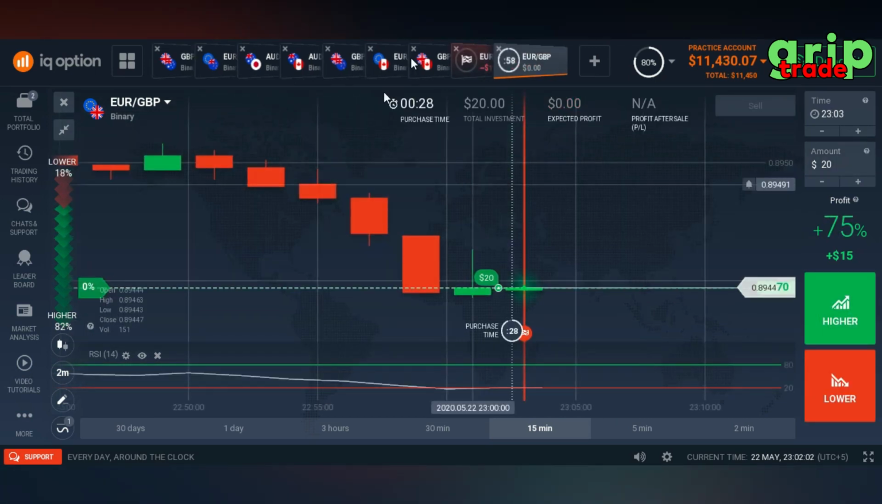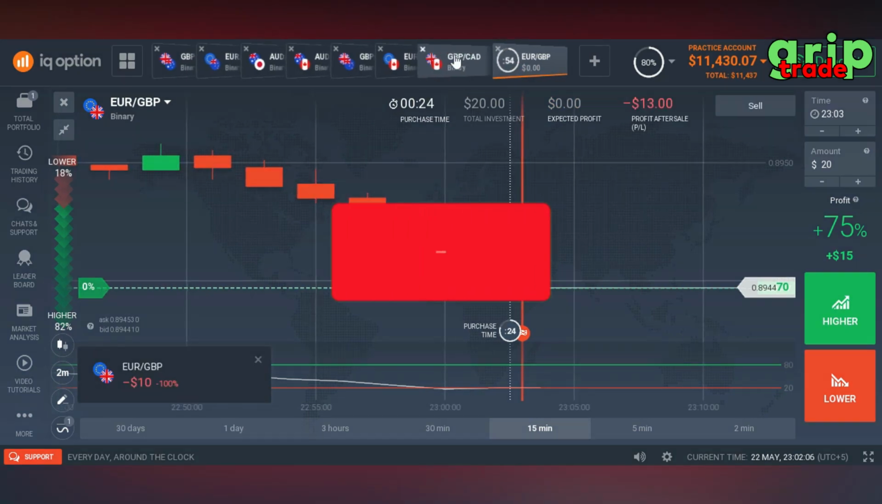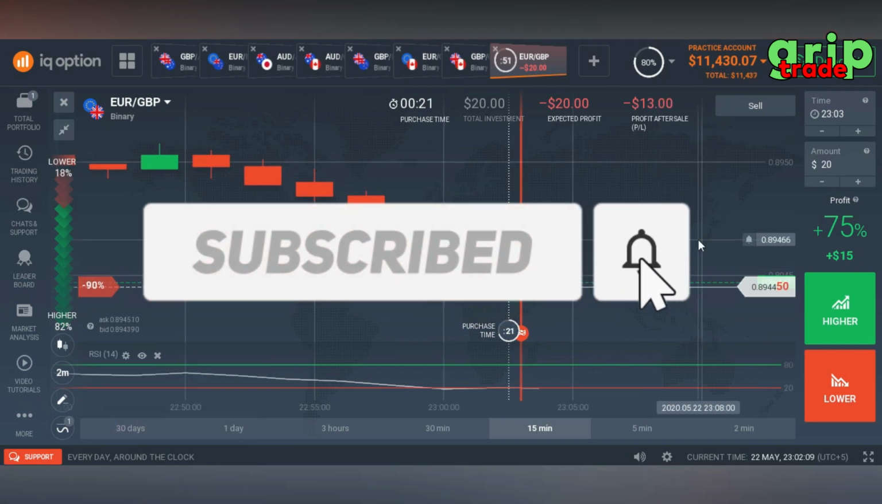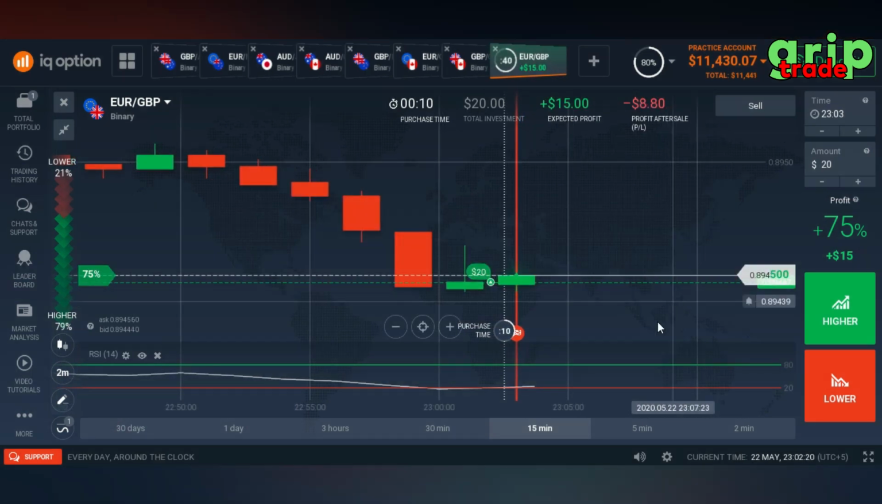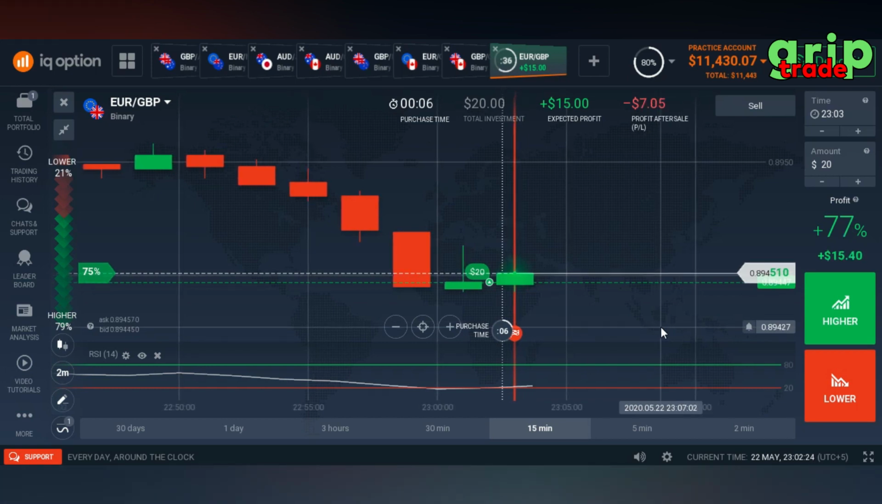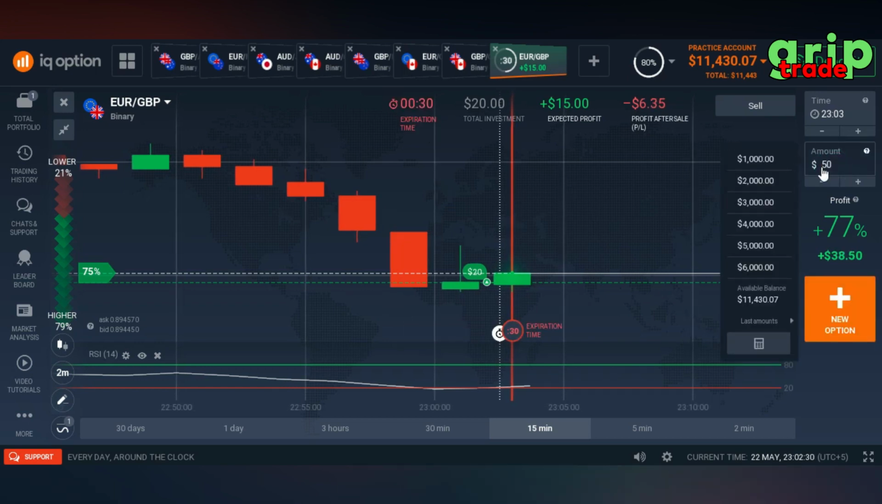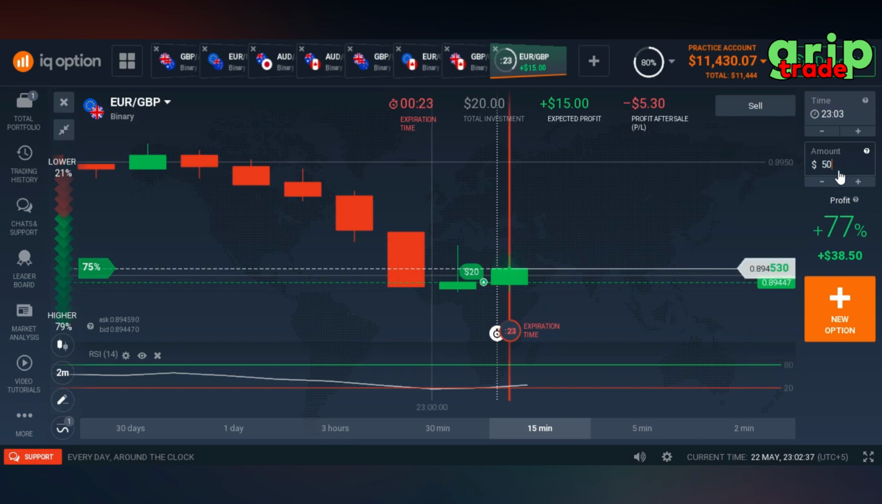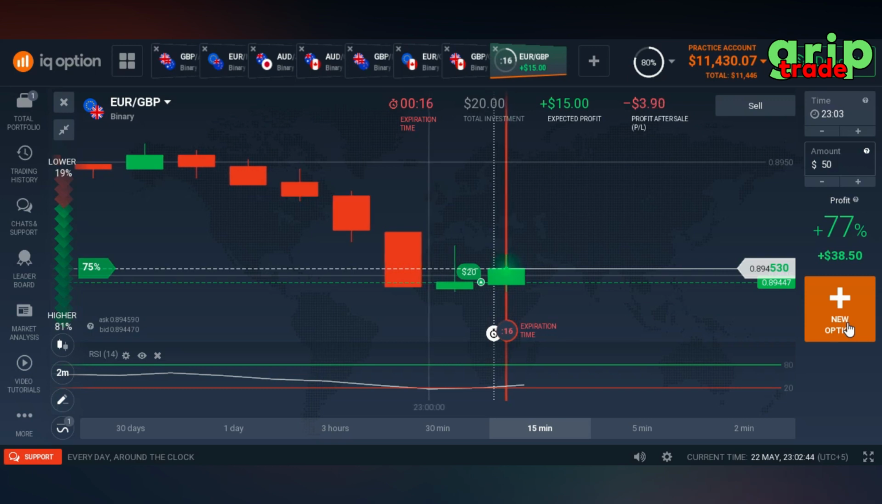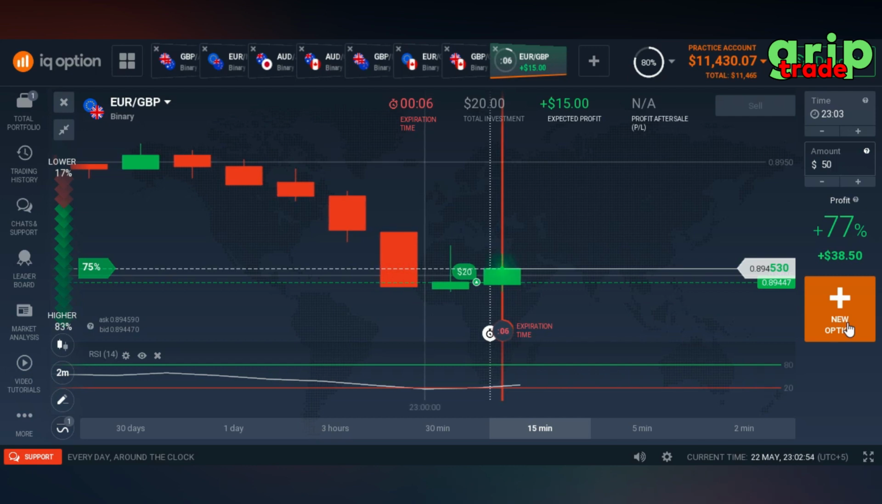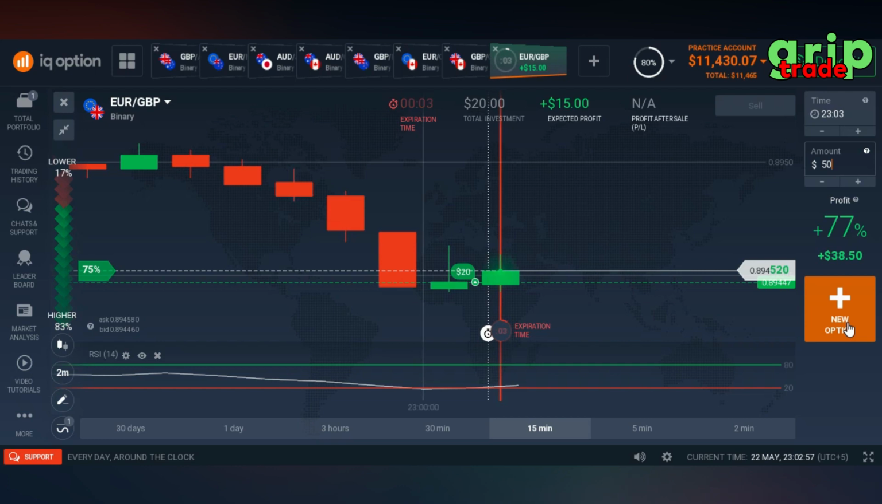Other than that, what I was telling you is that you need to practice it on demo. We again faced a loss. It's a $10 loss. No worries, we're gonna recover it. Oh, don't give up. Well, we're gonna recover our loss now. No worries about that. Let's stay more focused.